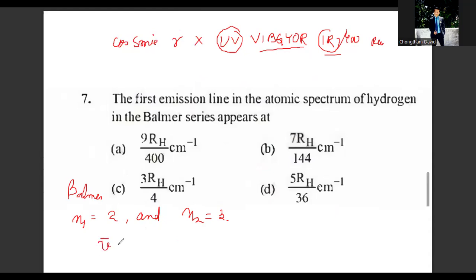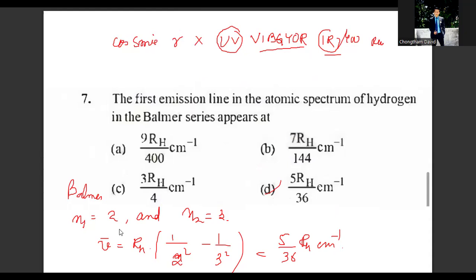What is this wave number? It is the number of wavelengths in 1 meter length, right? So anyway, wave number can now be related by this Rydberg equation. I'm going to simplify this as 1 by 2 square minus 1 by 3 square, which gives you 5 by 36 Rydberg constant in centimeter inverse. This is the wave number. So the answer for question number 7 would be option D. Right, moving on to the next question, number 8.